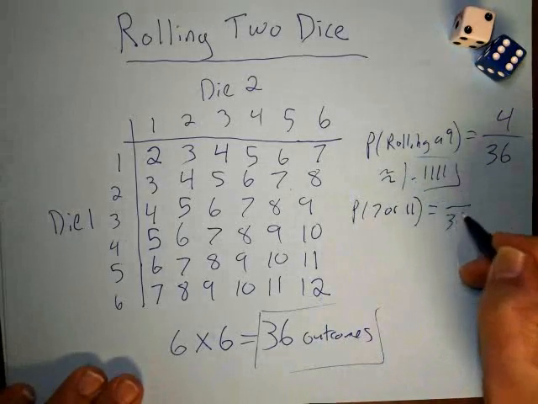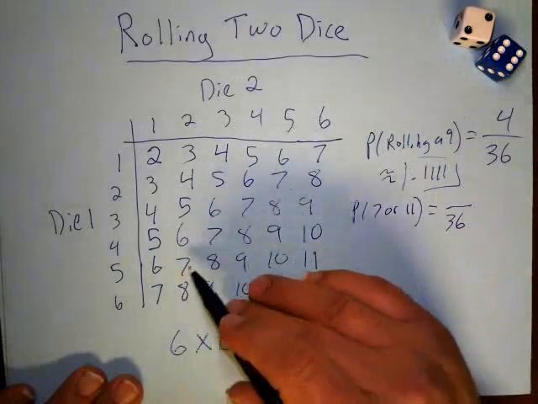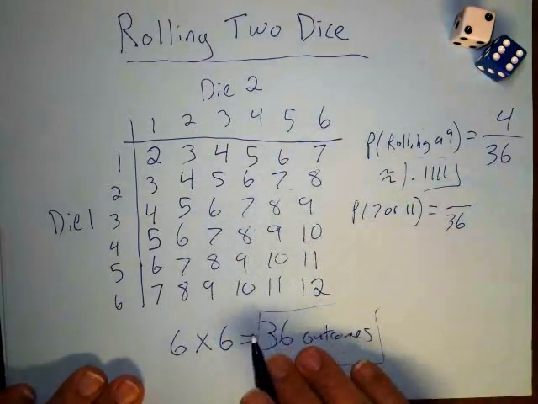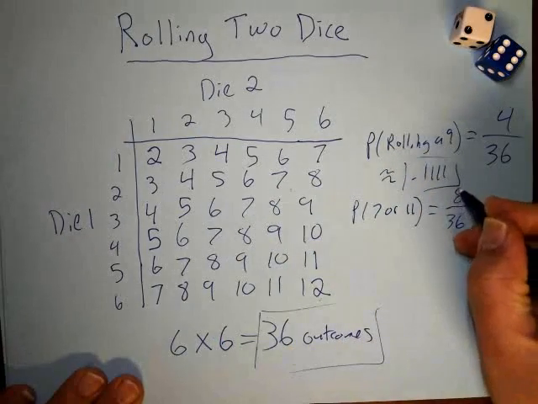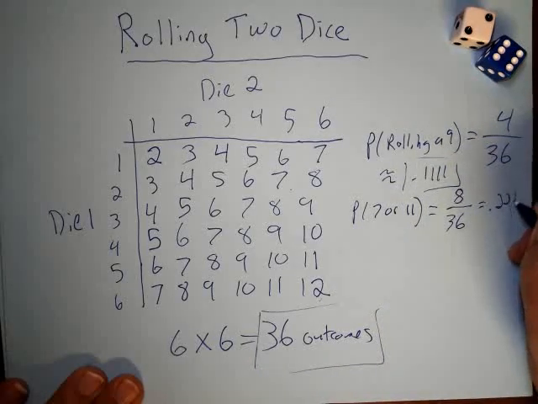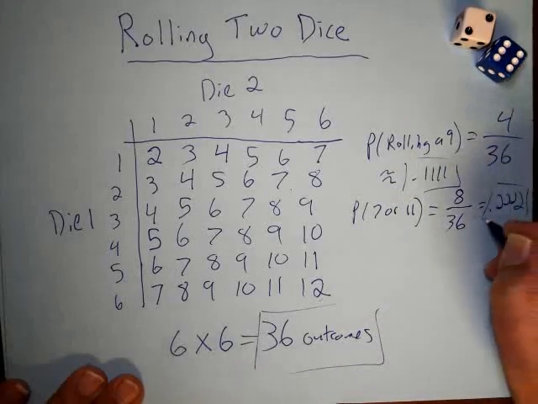Okay, I could do probability of rolling a 7 or an 11, like at the casino. Okay, so out of the 36 outcomes, let's see. There's 1, 2, 3, 4, 5, 6 ways of rolling a 7, 2 ways of rolling an 11, so there would be 8 out of 36. And that's actually like 0.2222, 2 nines.